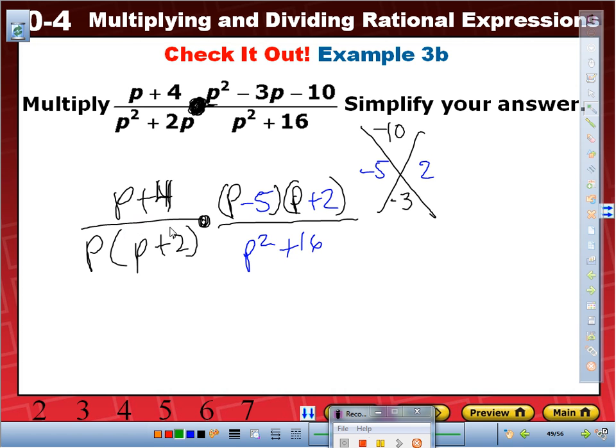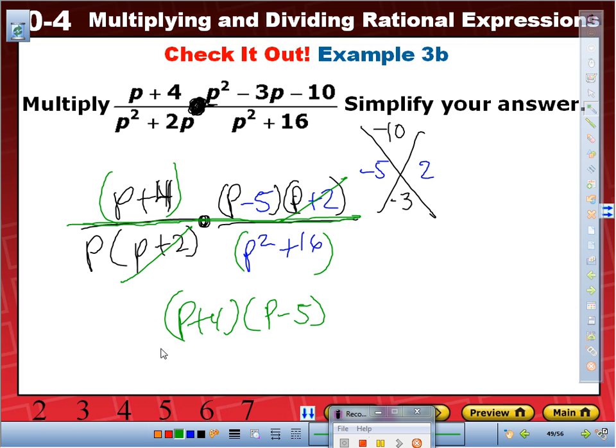So to make this into one fraction, make sure you put your binomials in parentheses. Parentheses, parentheses, and you draw your line across your fraction bar. There it is. Now we have one fraction. Do you see the giant 1? You guys see it? Which is what? P plus 2 and P plus 2. What do we have left on the numerator? P plus 4 times P minus 5 over, what's left here? P times, what else? P squared plus 16. And we're done.